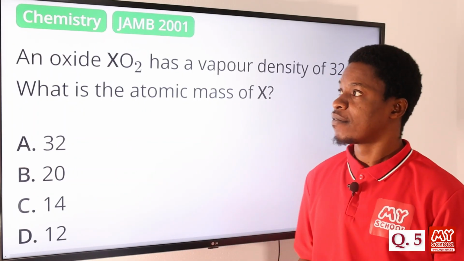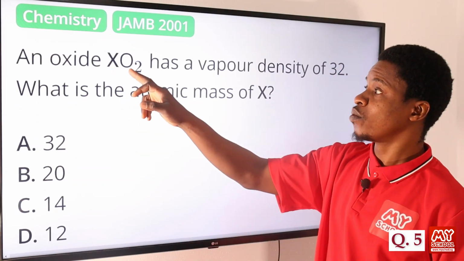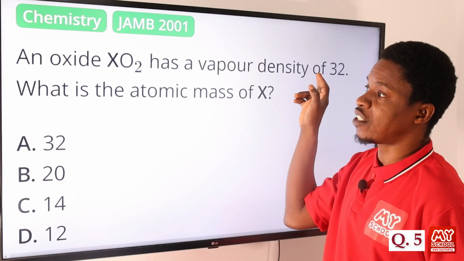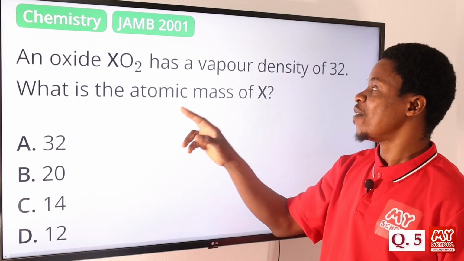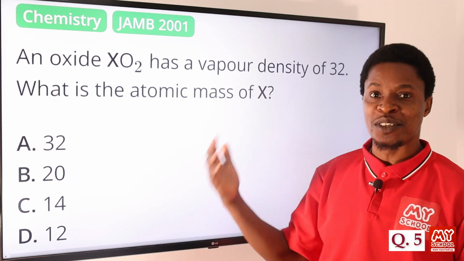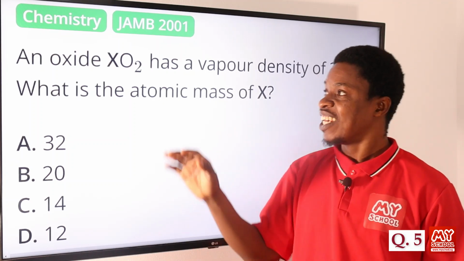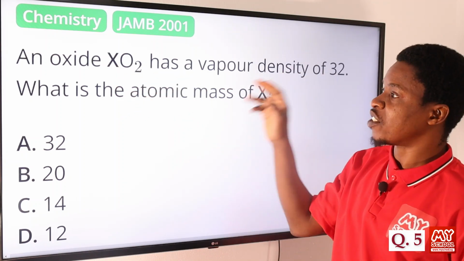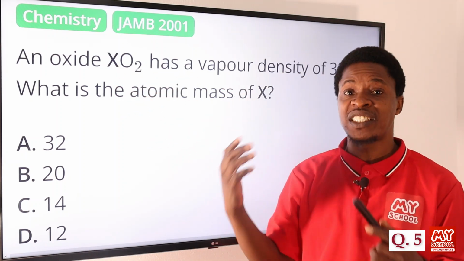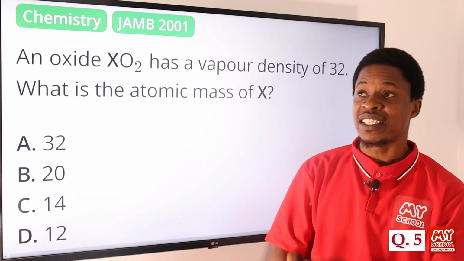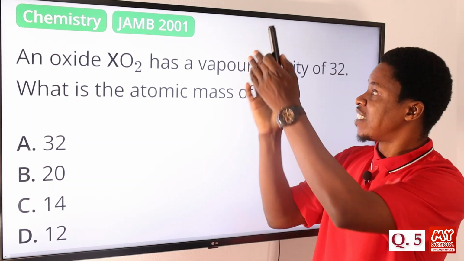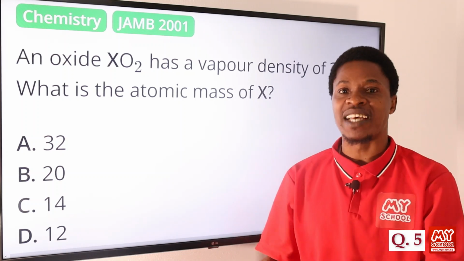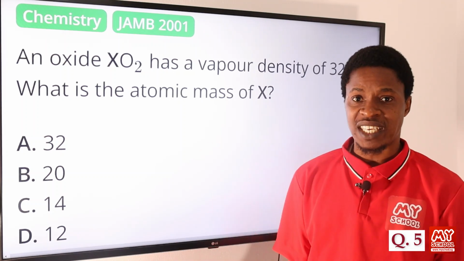Question number 5. An oxide XO2 has a vapor density of 32. What is the atomic mass of X? We have also treated this in the video lessons. So first, we need to know the relationship between atomic mass and vapor density. Atomic mass, relative atomic mass, we are saying the same thing.